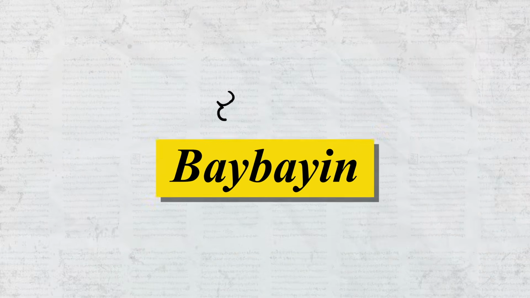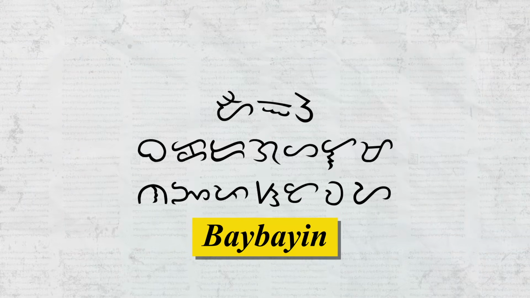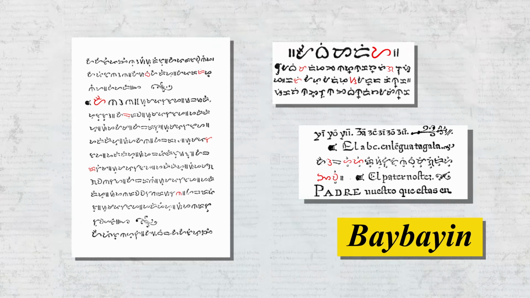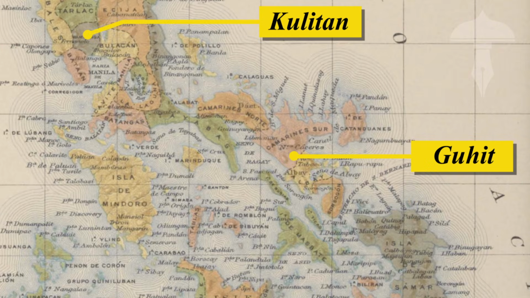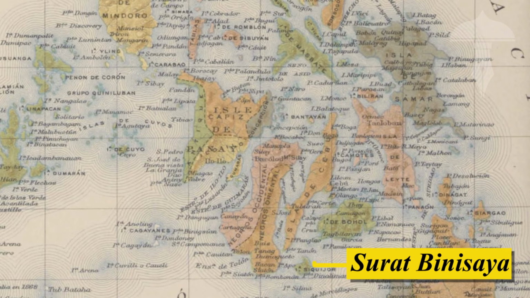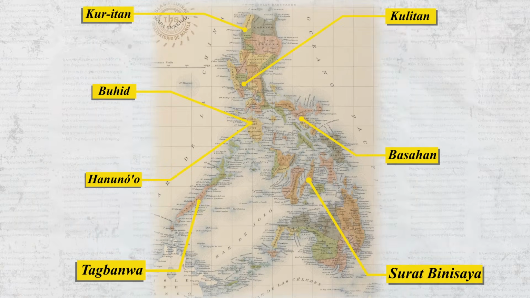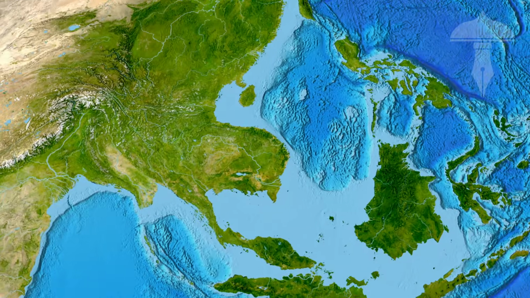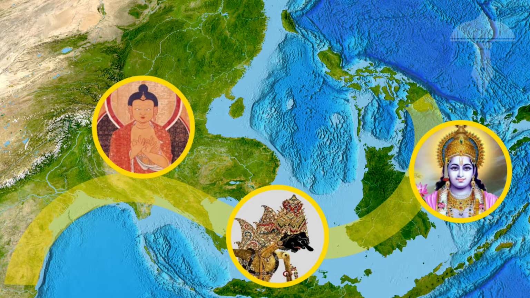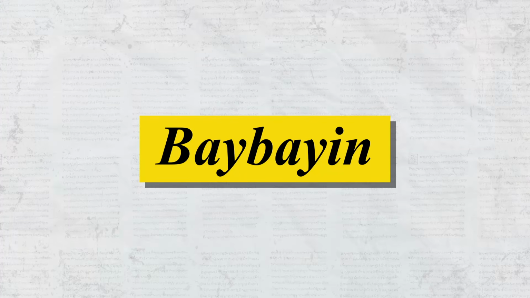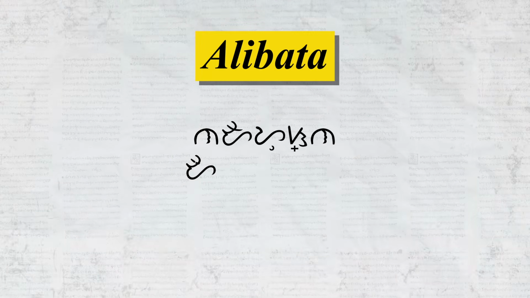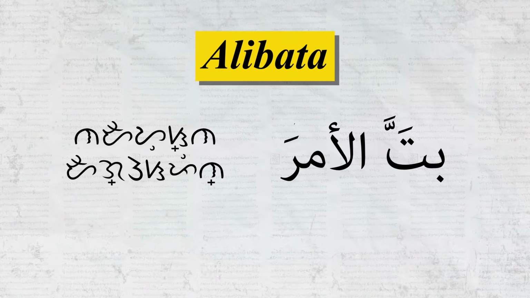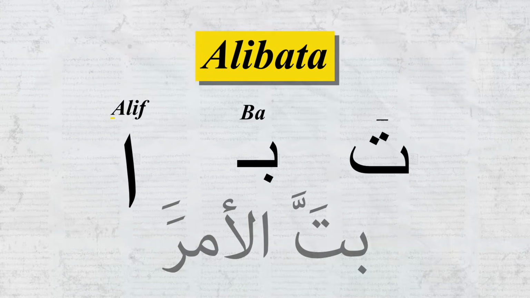Baybayin is an ancient alpha-syllabic script, or abugida, that was used by pre-Hispanic Filipinos. Called Kuritan and Kulitan in the north, Guhit or Basahan in Bicol, and Surat Binisaya in Visayas, it belongs to a family of related Filipino scripts that has its origins in the Indianized kingdoms of Southeast Asia in the Middle Ages. But many Filipinos mistakenly call Baybayin Alibata, which originated from the false idea that the script came from Arabic, hence its name from the first 3 Arabic letters.